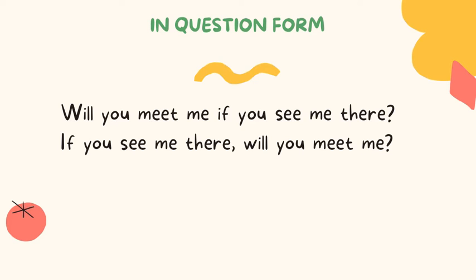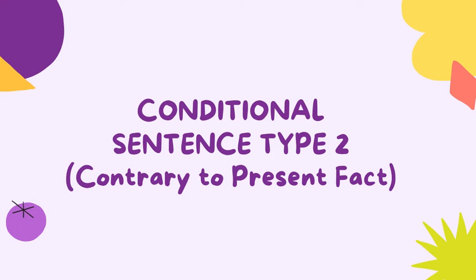Okay, I think we are ready to go to the next page. We are going to study further about conditional sentence, and this time we are focusing on conditional sentence type 2, that is contrary to the present fact.